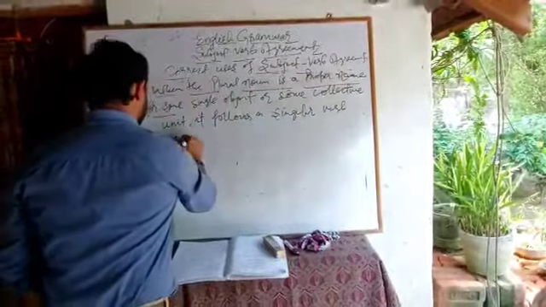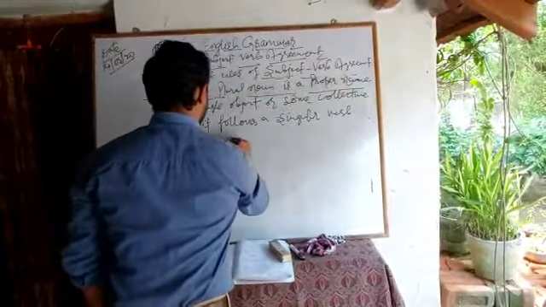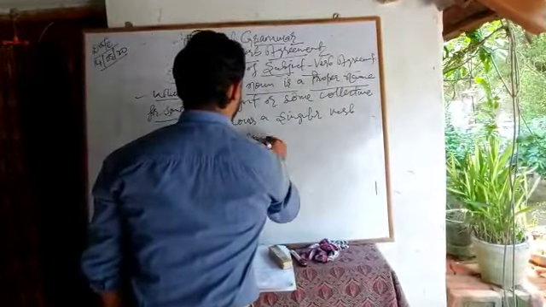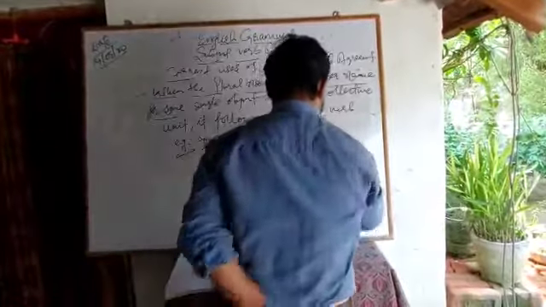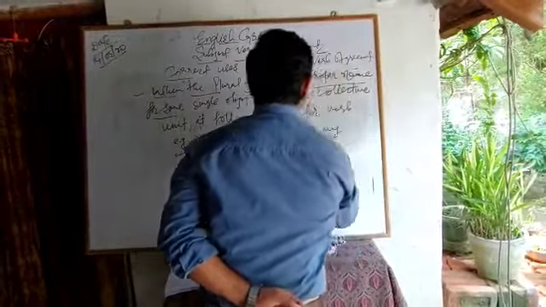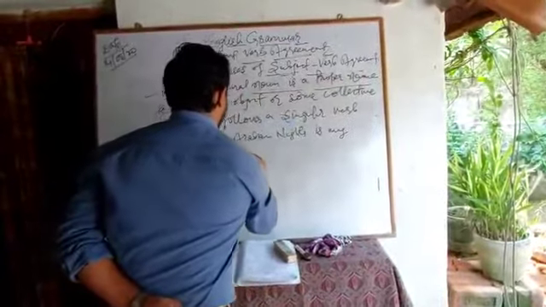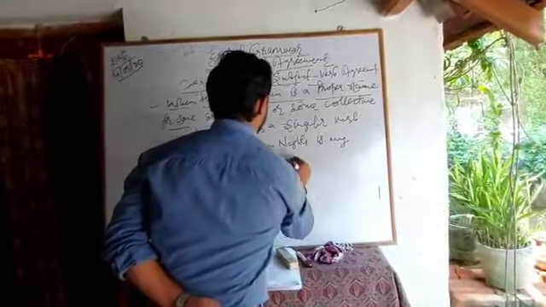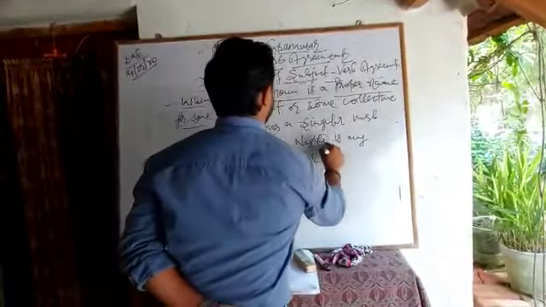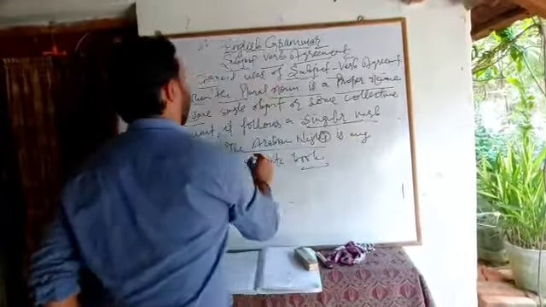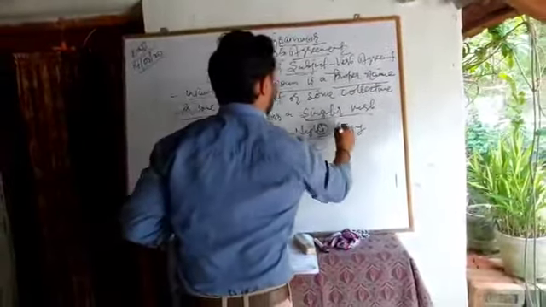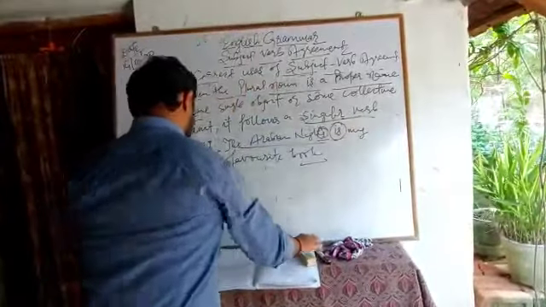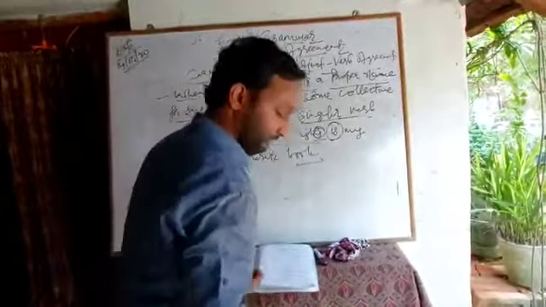Let's see examples. The Arabian Nights is my favorite book. Arabian Nights, a singular verb has been used, although it consists of S, which suggests a plural. We have used it with a singular verb. Clear? And the last rule of today's topic.